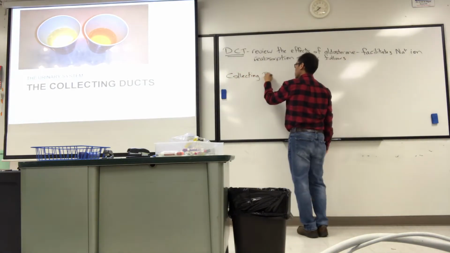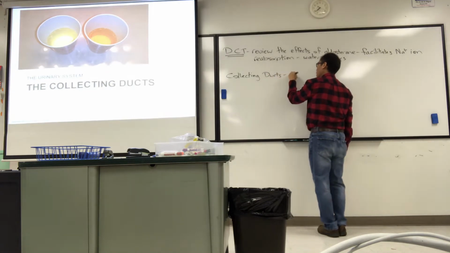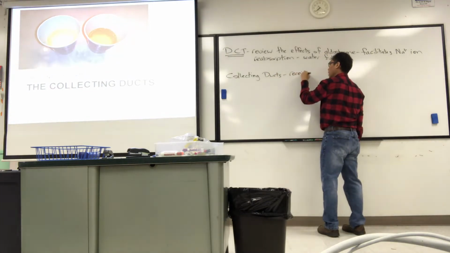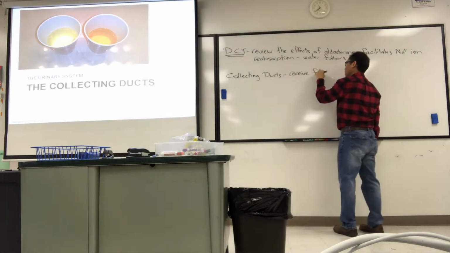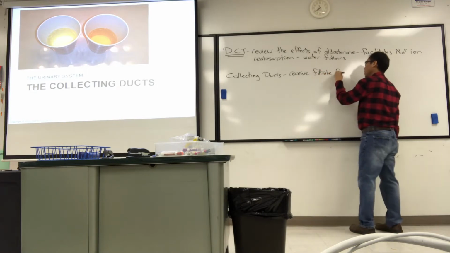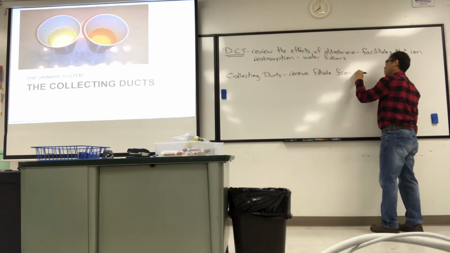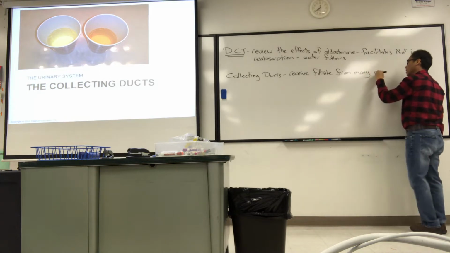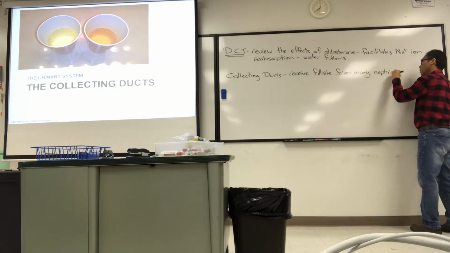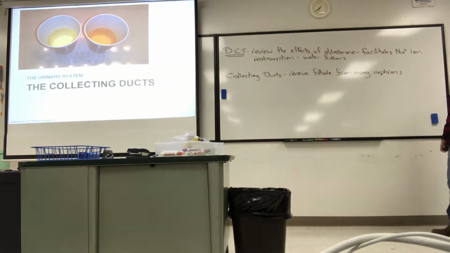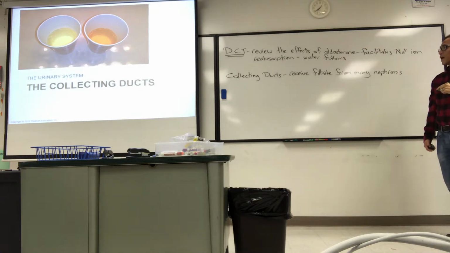Collecting ducts receive filtrate from many nephrons. And the main modification here is to form concentrated or dilute urine. That's one thing we'll talk about.